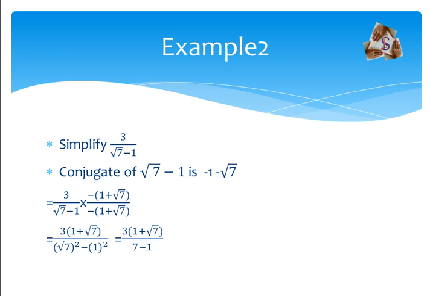So it is 3 into 1 plus root 7 by, here in the denominator, I apply the identity again. So it is a square minus b square, that is root 7 square minus 1 square. So it's 3 into 1 plus root 7 by 7 minus 1, that is 3 into 1 plus root 7 by 6. And the final step, I reduce it. So it is 1 plus root 7 by 2.